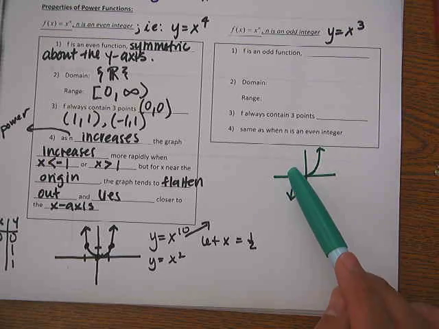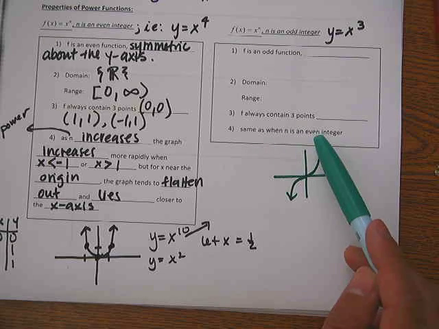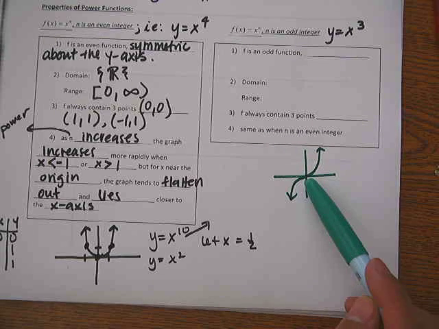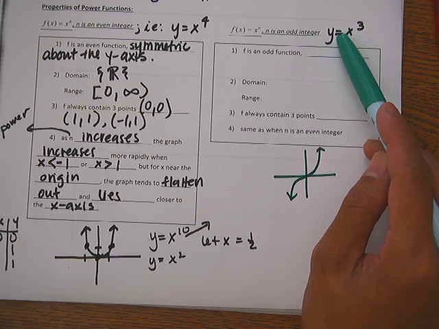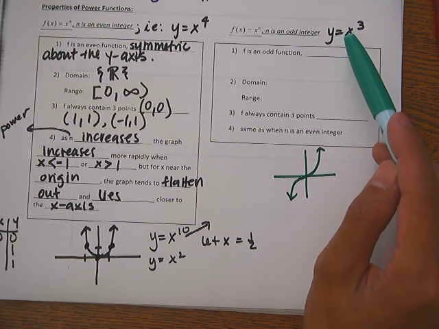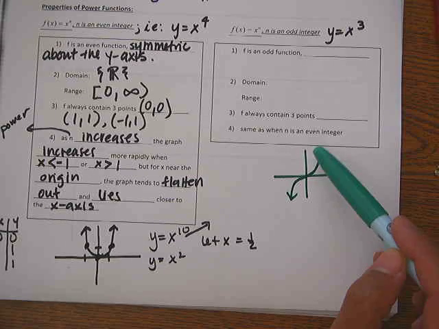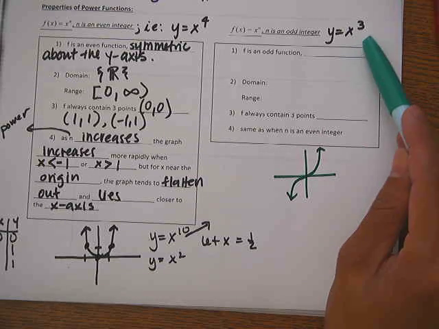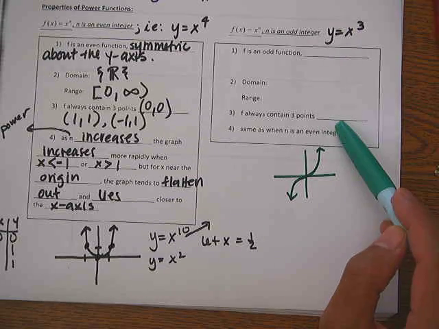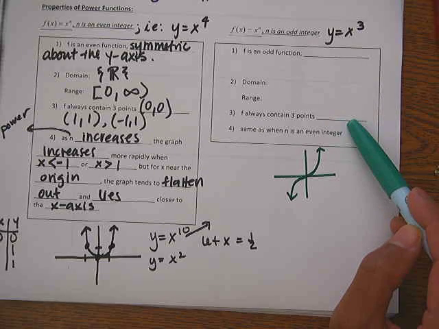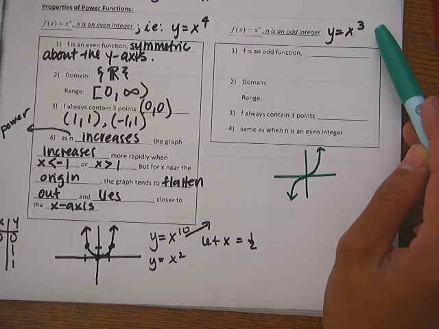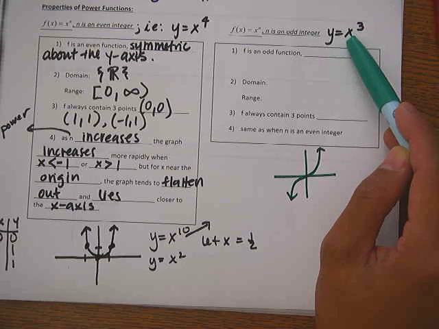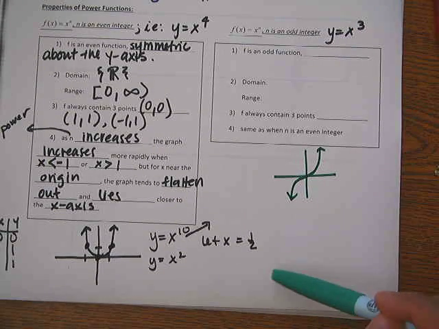And f always contains 3 points. The first point is when x is 0, 0 to the 3rd is also 0, so 0, 0 is one of them. When x is 1, 1 to the 3rd is 1, so 1, 1 is another one. When x is -1, -1 to the 3rd is still -1. So those are your 3 points.